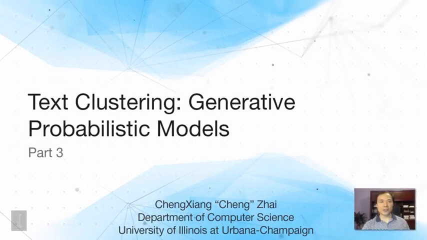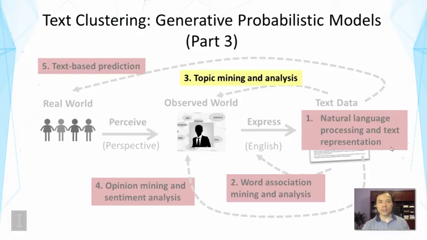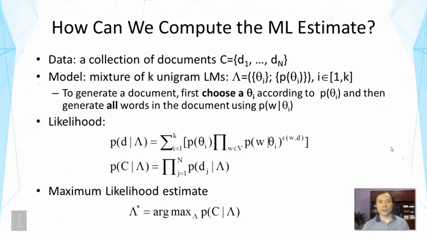This lecture is a continued discussion of generative probabilistic models for text clustering. In this lecture, we're going to finish the discussion of generative probabilistic models for text clustering. So this is a slide that you have seen before. And here we show how we define the mixture model for text clustering and what the likelihood function looks like. And we can also compute the maximum likelihood estimate to estimate the parameters. In this lecture, we're going to talk more about how exactly we're going to compute the maximum likelihood estimate.